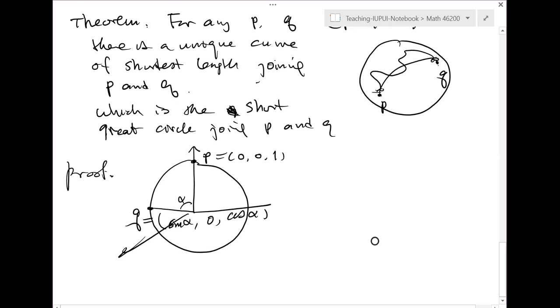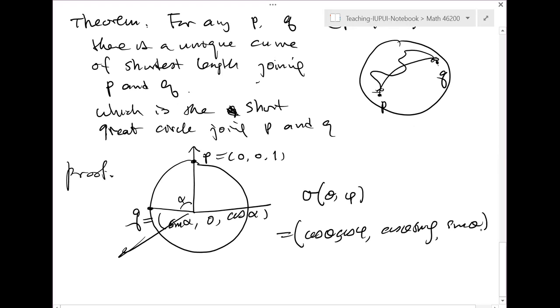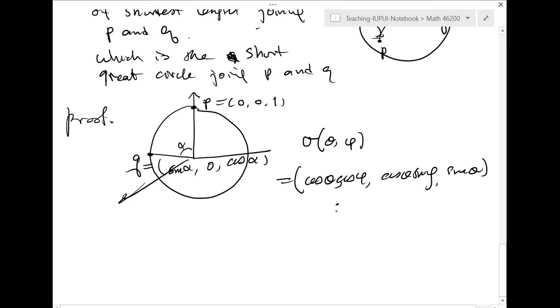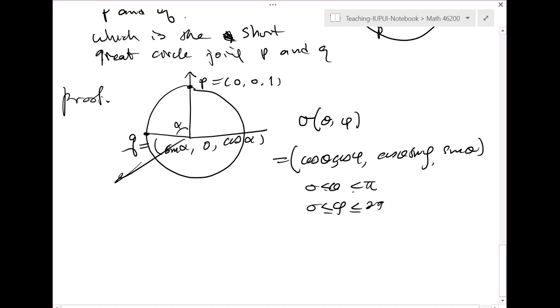Now, for the sphere, we have a natural parametrization in terms of theta and phi. How do you describe it? It's going to be cosine theta cosine phi, cosine theta sine phi, and sine theta. Theta is between 0 and pi, phi is between 0 and 2 pi. The picture shows that if this is a point here, that's my theta.